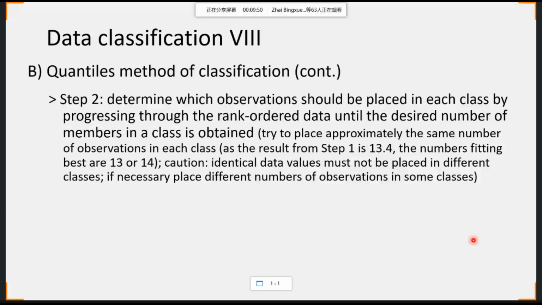So of course, this is not possible. It would be a manipulation of the final result. So it doesn't matter if in one class there are a bit more than in another one, but it should be about the same.